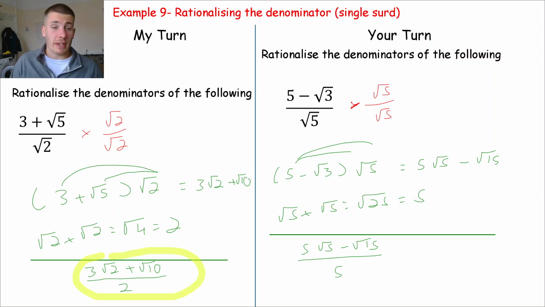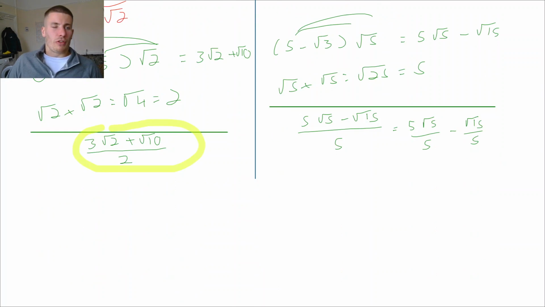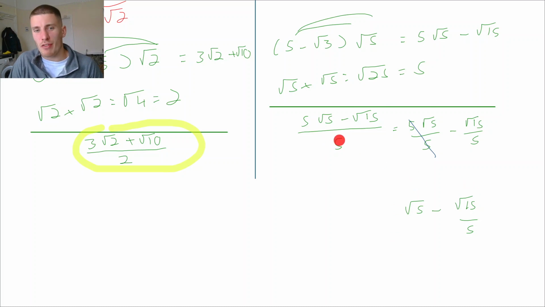Now, you can actually break this down a little bit further, because if we write this as two separate fractions, we write it as 5 root 5 over 5, take away root 15 over 5. Well, of course, these 5s here cancel to give you 1, they just disappear. So you can write your answer simply as root 5 take away root 15 over 5. Now, this means exactly the same thing as this. They're both rationalized. There is no surd on the bottom. They're just different ways of writing the same thing.